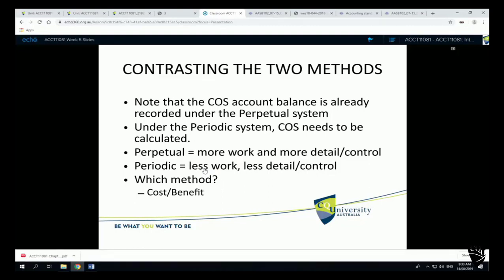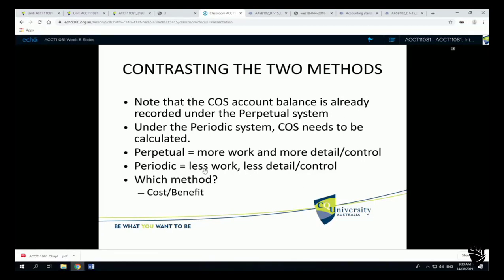So which method should you use? Well, for most businesses, it comes down to a cost-benefit analysis. But unless you are a really small business, you will opt for using the perpetual system, as Maitland pointed out. And you'll be able to explore this more in your allocated company as well.